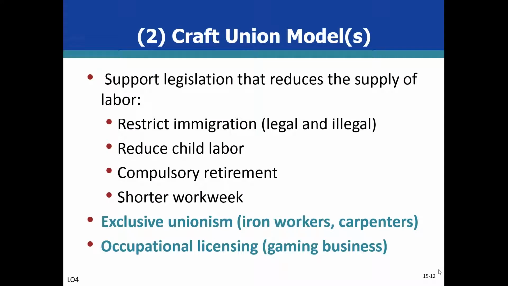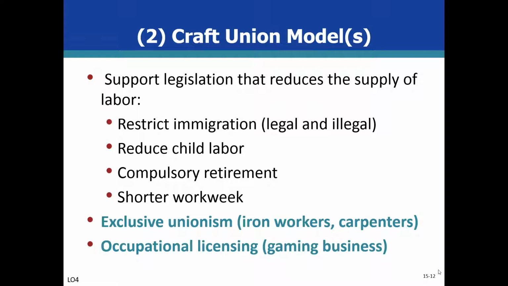The second version is the craft union model. To improve wages, the union attempts to restrict the supply of labor rather than increase the demand for labor. At times, these unions actively promote legislation that restricts immigration and child labor. They also push for earlier retirement and shorter work weeks, all methods to reduce the supply of labor.